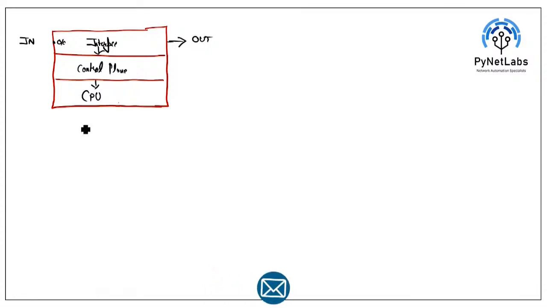But the traffic is not allowed. Let's say you are going to access some telnet traffic which is not allowed. So what is going to happen? The telnet traffic will come via the interface, it will reach the control plane, and then the CPU will process it to decide whether it is allowed or not. So accordingly, the CPU is pretty much involved here.